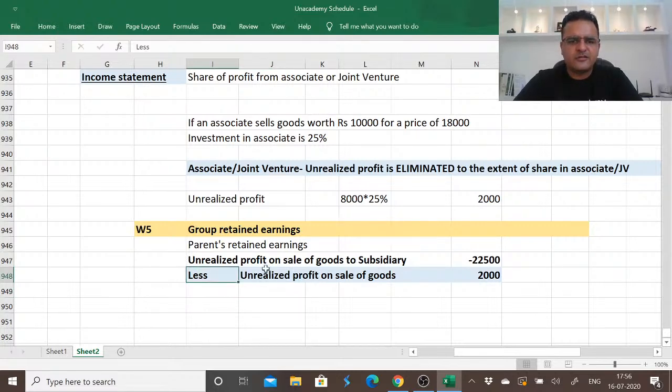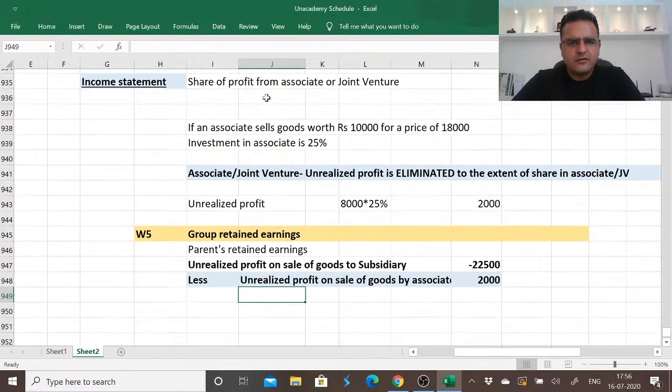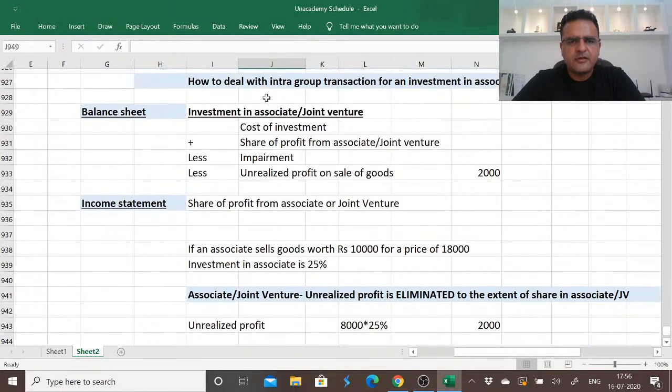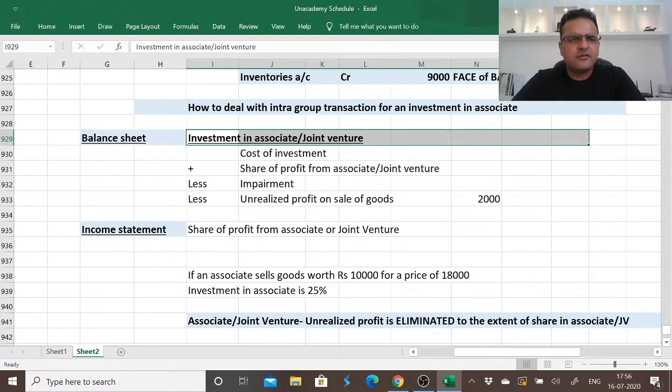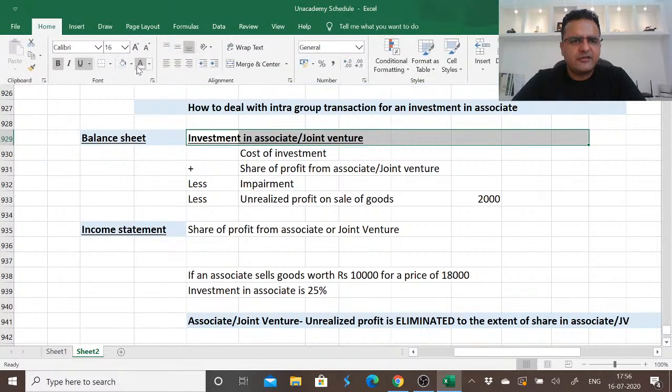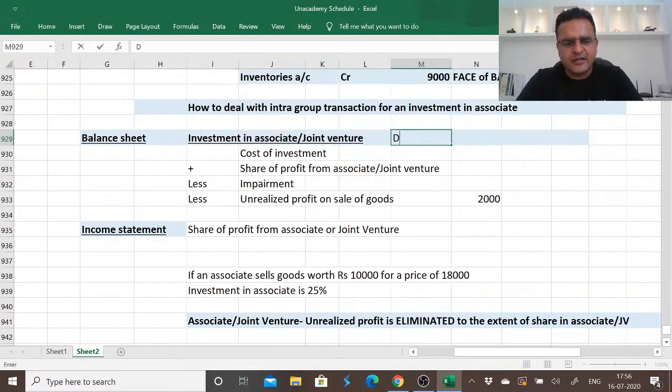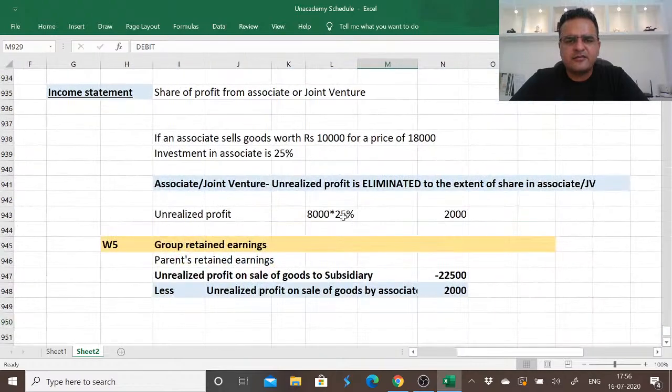Unrealized profit on sale of goods by associate. If you look at associate accounting, this is the debit balance in the balance sheet. We present it in a single line. We present the investment in associate as a debit balance in the balance sheet, and the credit balance on the consolidated financial statement is retained earnings.